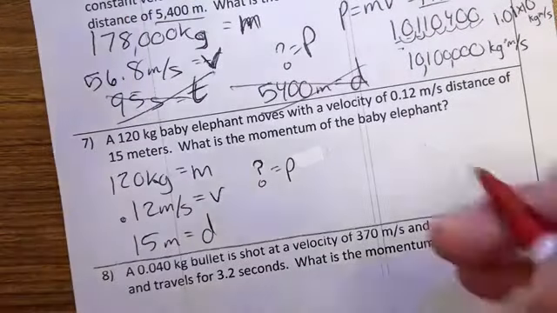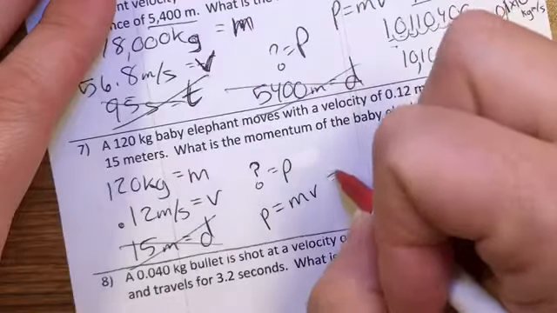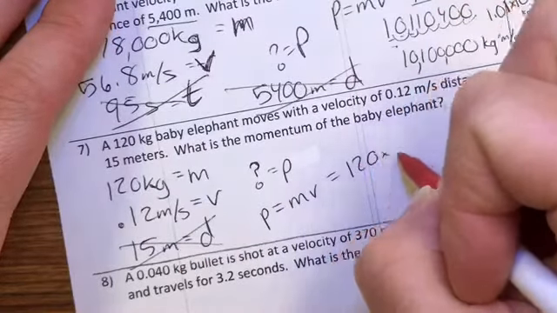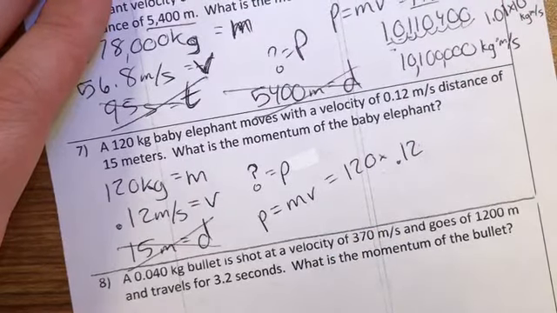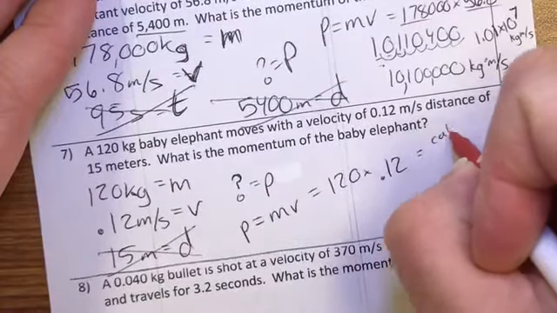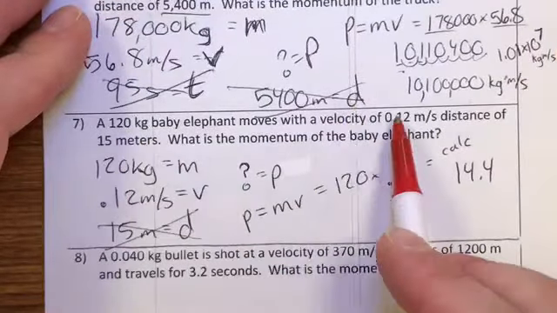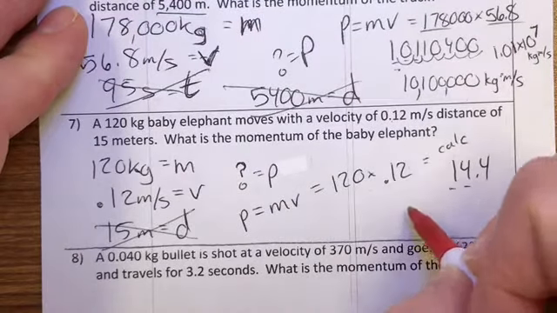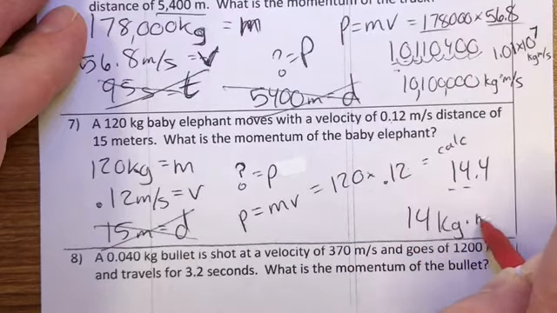So, momentum is mass times velocity. Distance is unnecessary extra information. 120 kilograms multiplied by 0.125 meters per second. In the calculator, calculator says 14.4. Significant figures, we've got 2 and 2, so 2 significant figures, so just 14 kilogram meters per second for momentum.